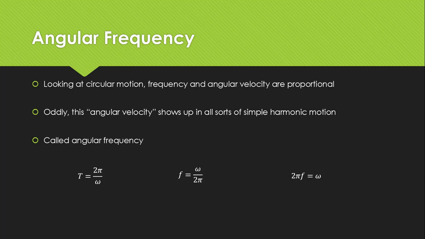Oddly, this type of angular velocity term shows up in all sorts of simple harmonic motion, even motion that's not circular. We would call this angular frequency when we talk about it in terms of simple harmonic motion. It's given the symbol omega. It looks like a fancy W. Omega is technically defined as 2 pi times f.